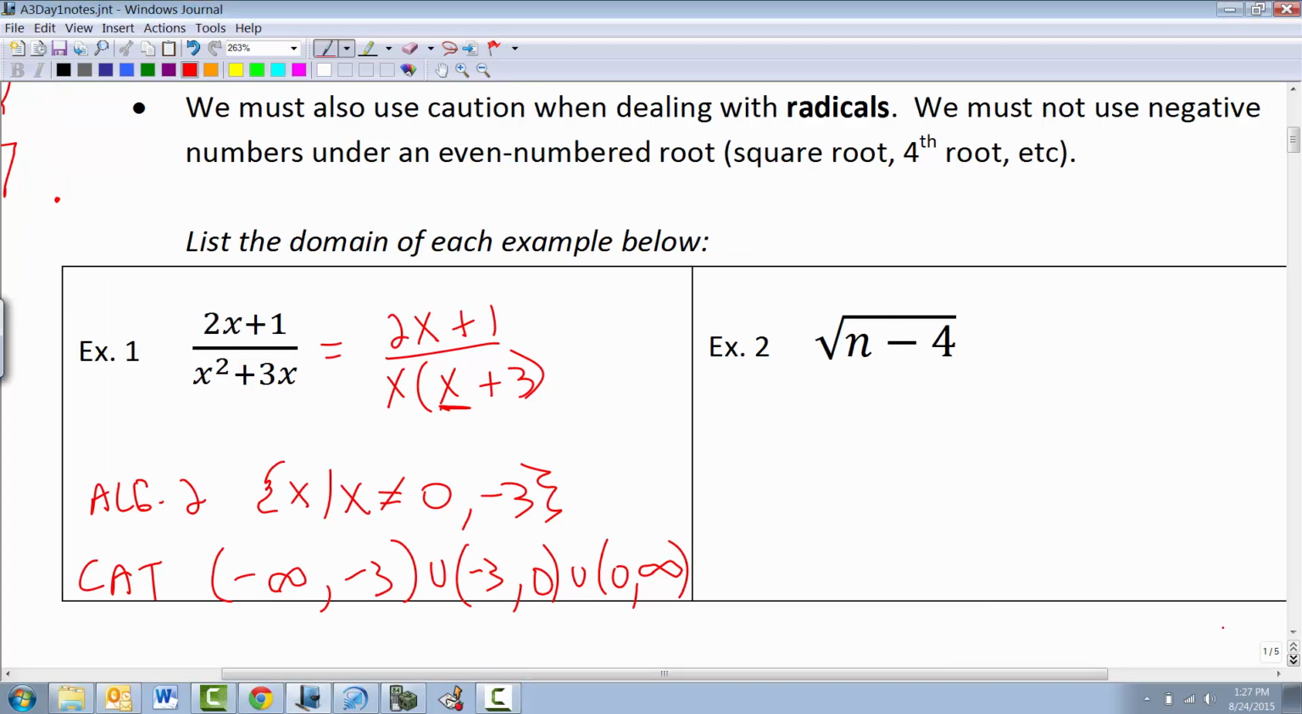Can't take the square root of a negative. Can you take the square root of 0? What is the square root of 0? Oh no, what's the square root of 0? What's the square root of 0, everybody?